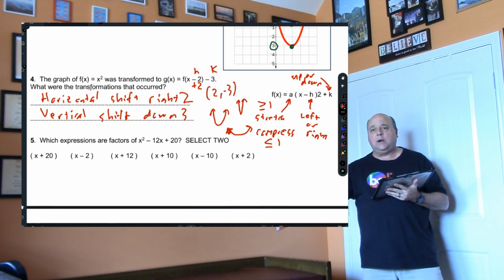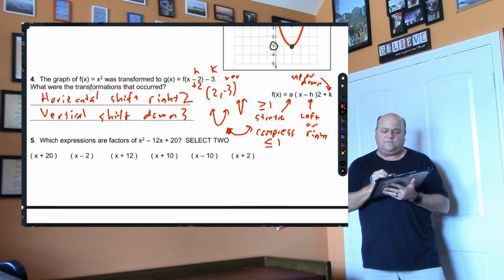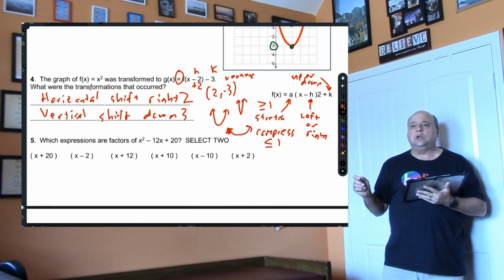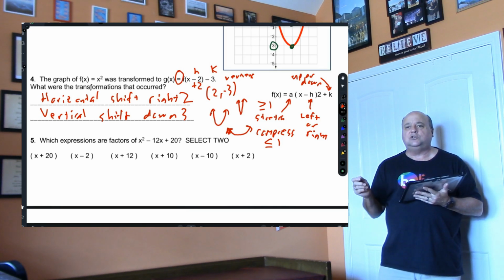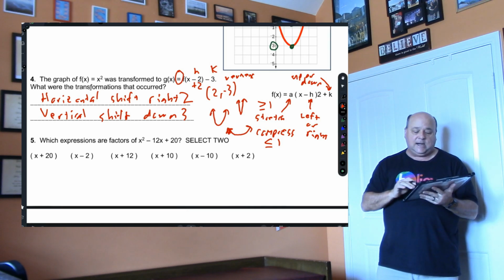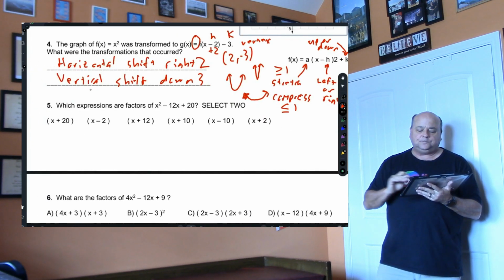So you're going to the right 2 and then down 3. This is our vertex from that formula. This parabola right here, the slope didn't change, so you did not vertically stretch or compress it. You just moved it to the right and you moved it down. Let's go to the next one.